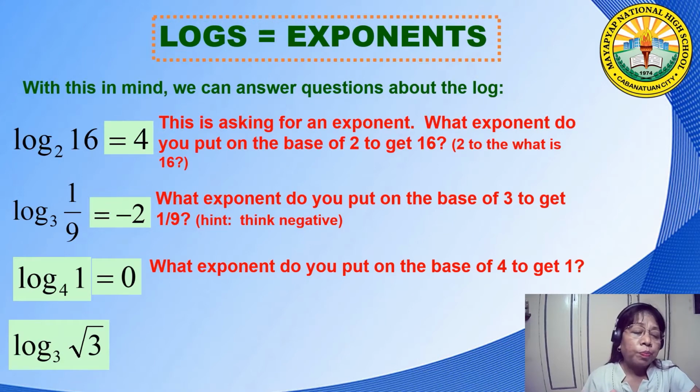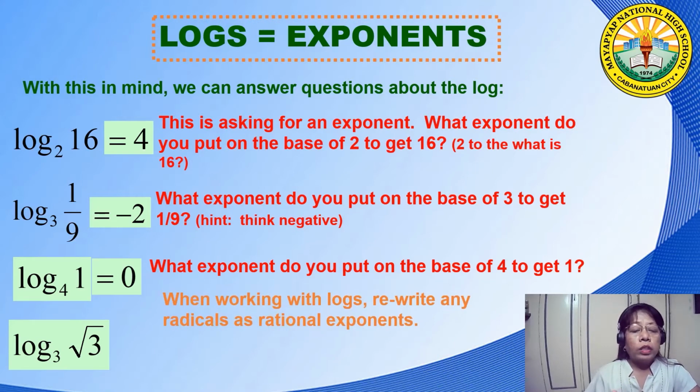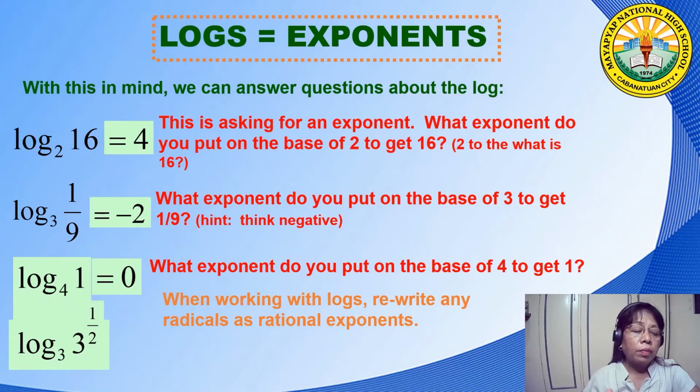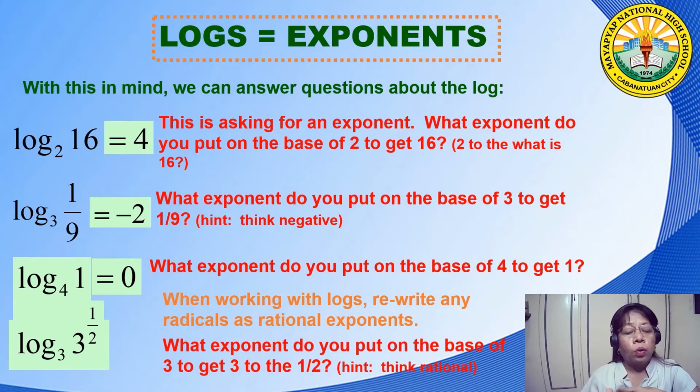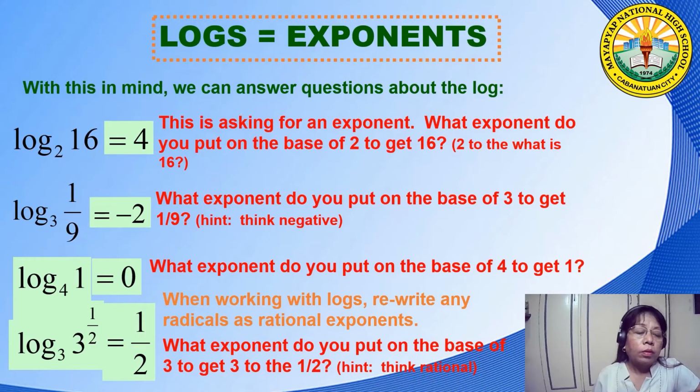Logarithm of the square root of 3 to the base 3. This time, it is a radical. So, when working with logarithms, rewrite any radicals as rational exponents. So, we have logarithm of 3 raised to 1/2 to the base 3, and that is equal to 1/2. So, therefore, logarithm of 3 raised to 1/2 to the base 3 is equal to 1/2.